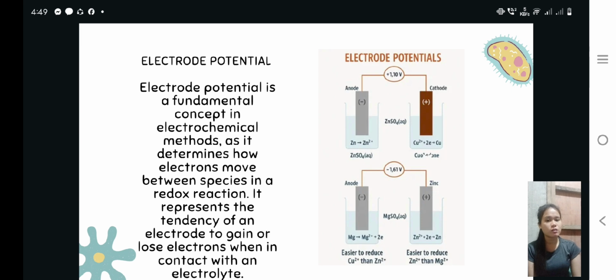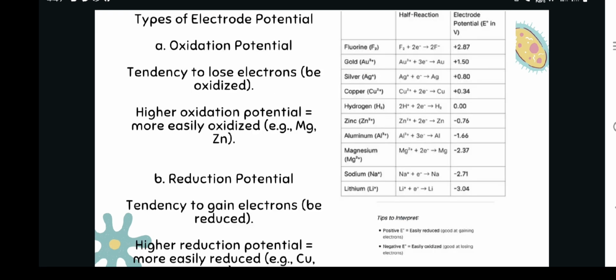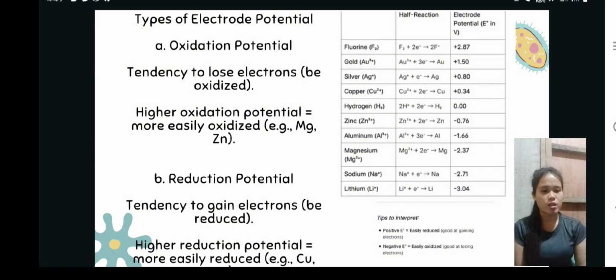The difference in electrode potential between two half cells drives the overall reactions and determines the flow of electrons in a circuit. So, makikita nyo mamaya, I will give an example. So, next is types of electrode potential. So, in oxidation potential, tendency to lose electrons, be oxidized. Higher oxidation potential, more easily oxidized. For example, the magnesium and the zinc. So, in reduction potential, tendency to gain electrons, be reduced.